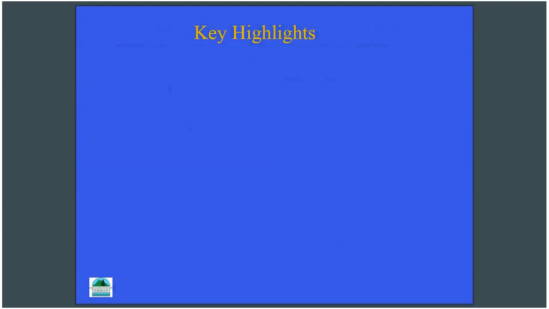Key highlights. The AMP revisions include compliance with the ANR stream alteration rule and general permit. Landowners will need to comply with this rule and general permit for new and replacement of existing permanent stream crossing structures on perennial streams. The AMPs provide direction and guidance for sizing and installing temporary stream crossing structures only, those that are removed after logging.